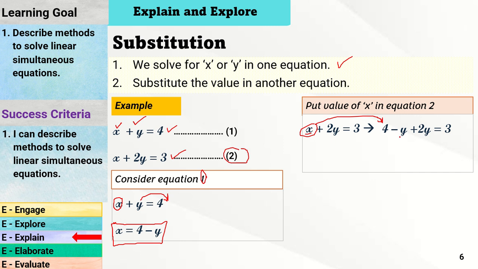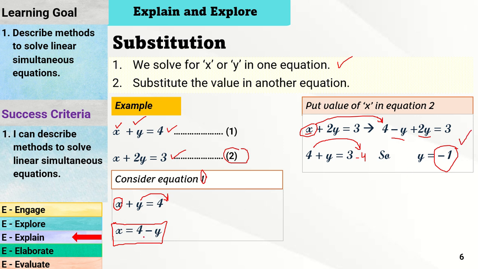Okay, now we have minus y and plus 2y. So 2y minus y equals 1y. So it will be 4 plus y equals 3. Now 4 will be shifted to the right hand side, so it will become minus 4. So 3 minus 4 equals minus 1. Now you can see that the value of x is 4 minus y and the value of y is minus 1.